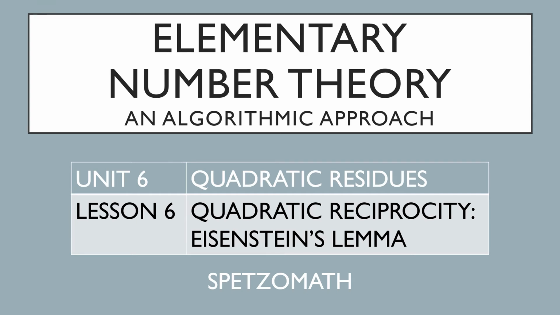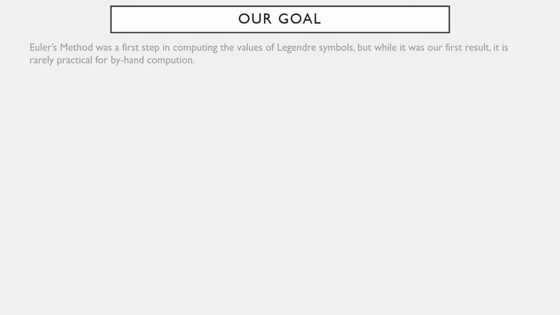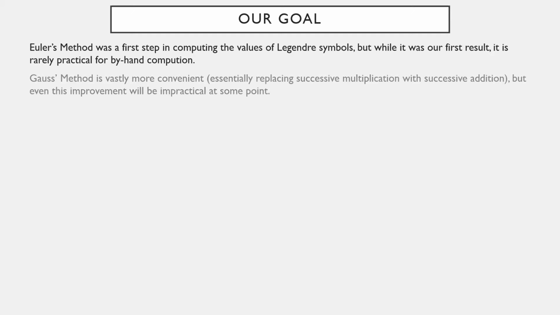Well, we continue developing methods for studying Legendre's symbol. Now, Euler's method was our first step in computing the values of Legendre symbols. We hold it dear in our hearts because it was our first, but it's rarely practical for by-hand computation, as it involves computing large exponents. Gauss's method was way more convenient.